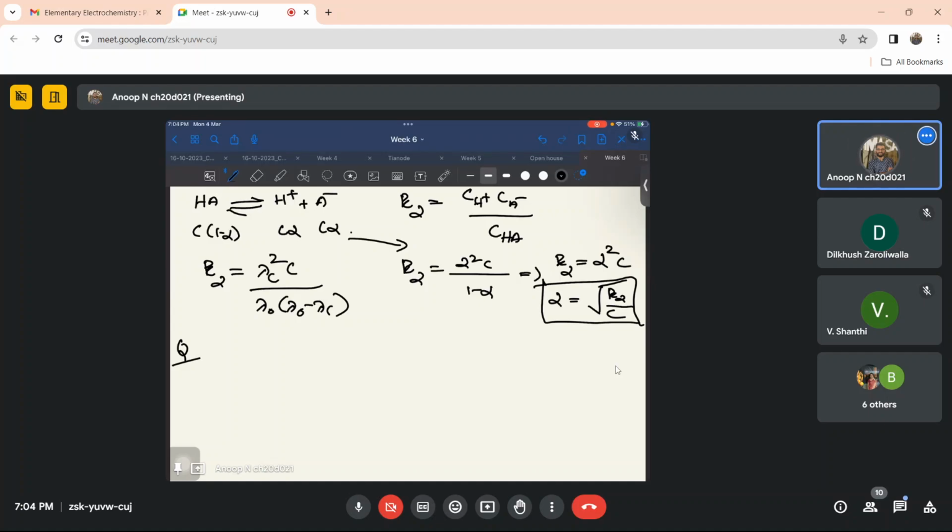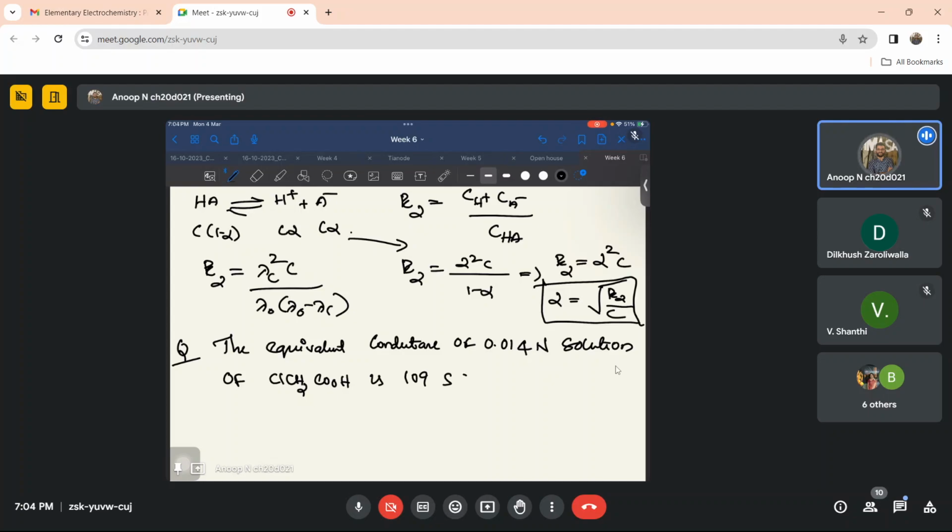These are some of the relations we may need to solve problems. Now we'll directly go to numerical problems. The first problem: the equivalent conductance of 0.014 normal solution of ClCH2COOH is 109 Siemens centimeter square, and the ionic conductances are 40.2 and 349.8, for anion and cation, please take care here.